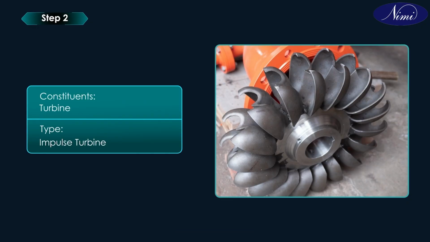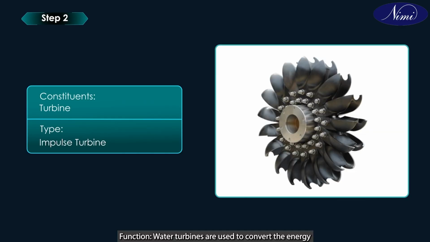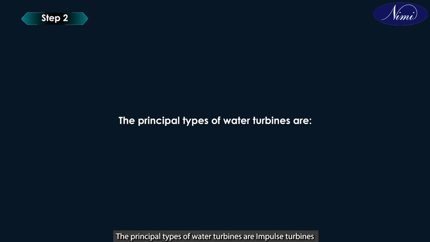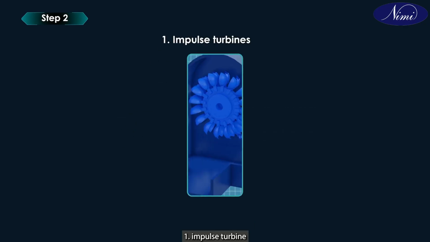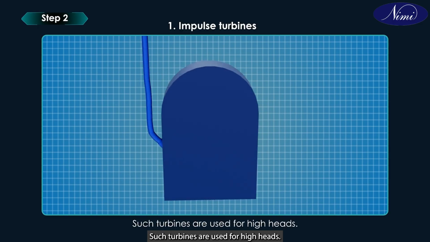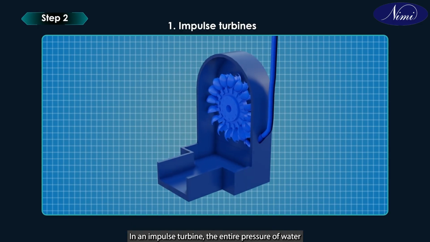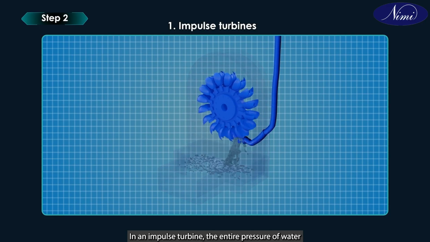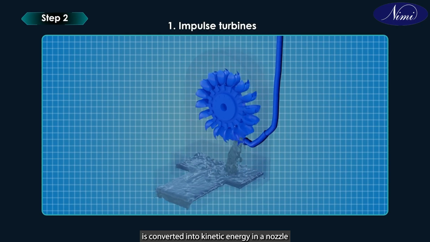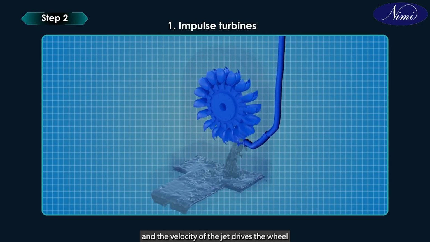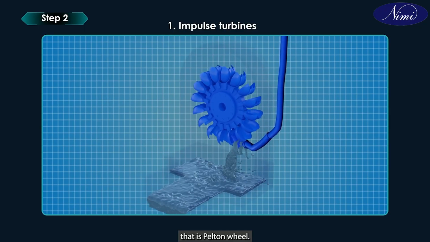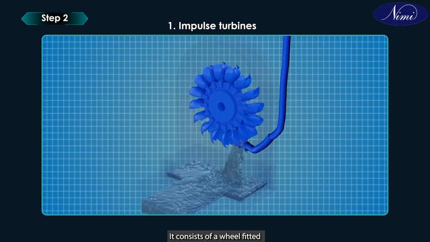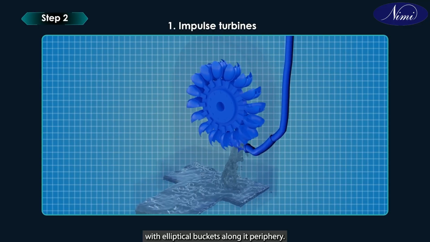Constituents: turbine. Type: impulse turbine. Function: water turbines are used to convert the energy of falling water into mechanical energy. The principal types of water turbines are impulse turbines and reaction turbines. Number 1, impulse turbine. Such turbines are used for high heads. In an impulse turbine, the entire pressure of water is converted into kinetic energy in a nozzle, and the velocity of the jet drives the wheel, that is, the Pelton wheel. It consists of a wheel fitted with elliptical buckets along its periphery.